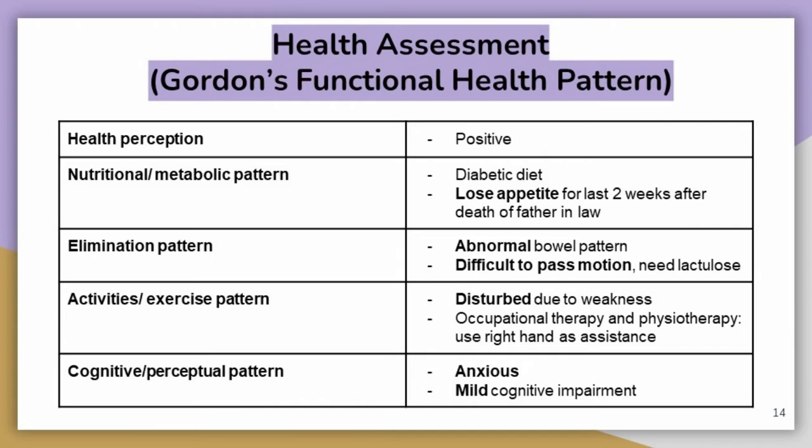Elimination pattern. The patient claimed to have an abnormal bowel and bladder pattern. He had difficulty in passing motions where he needed to take lactulose to assist his bowel movement. He was assisted by his son to ambulate to the toilet or use a commode chair for elimination. Activity or exercise pattern. The activity and exercise pattern was disturbed due to weakness of his left side. He needed assistance with his ADL during physiotherapy and occupational session. He will use his right hand to help his weak left hand. Cognitive or perceptual pattern. The patient felt anxious due to his weakness.